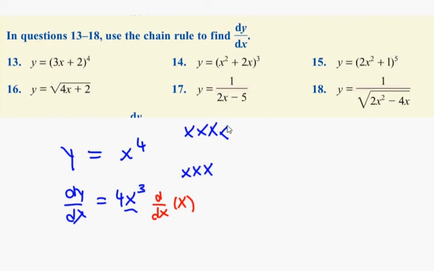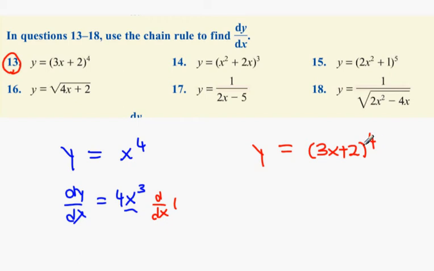Now I'm going to bring your attention to question 13. Look what happens here. y equals (3x plus 2) to the power of 4. It's similar to what we had already, except instead of x you have 3x plus 2 to the power of 4. Now it behaves exactly the same way for the most part. The 4 goes to the front, so we're going to get dy dx equals 4. Like x, it's maintained, so you're just going to have (3x plus 2) to the power of 3.